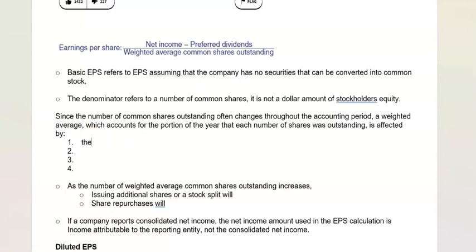One, of course, the number of shares at the beginning of the period. What did we start with? Then if any additional shares were issued during the period, that's going to increase our weighted average common shares outstanding.